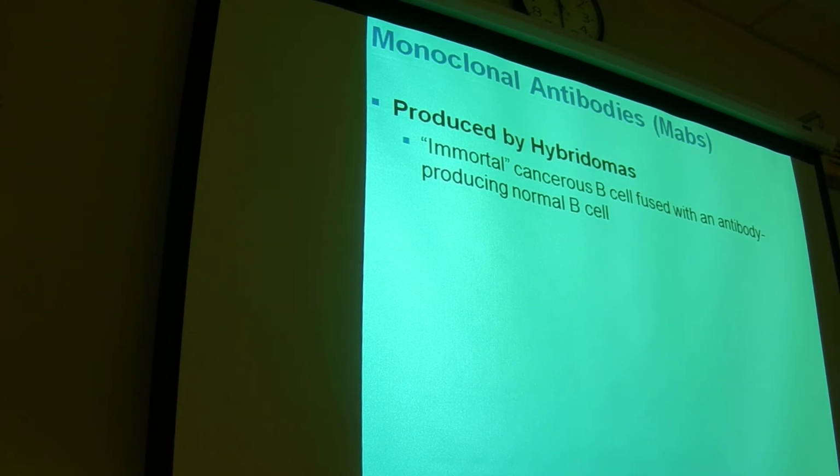Has a very high rate of replication. Exactly. So basically, it's taking the phenotype of a cancer cell that makes it grow quickly and makes it immortal, so it can continue to divide and divide. And you're fusing that with the B cell that produces the antibody you want. So now you're making a line of B cells that's producing the antibody you want, that's immortal and growing quickly.